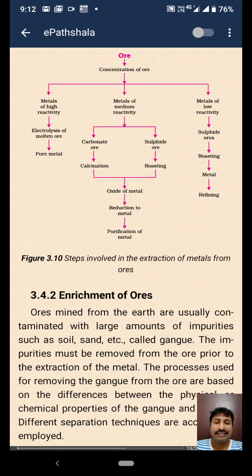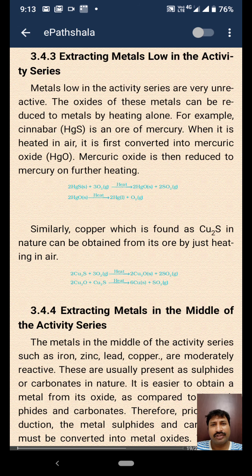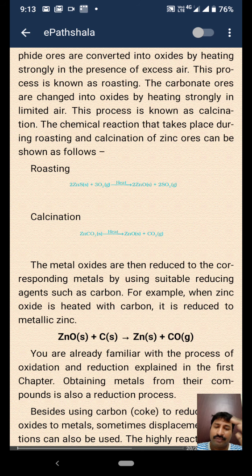See, the flow chart is very important. Concentration of ore, then metals of high reactivity, medium, and low reactivity. For the high reactive, electrolysis, and for the low reactive, it is sulfide, and roasting will be done. Okay, what is meant by roasting? Roasting means burning in the presence of oxygen.